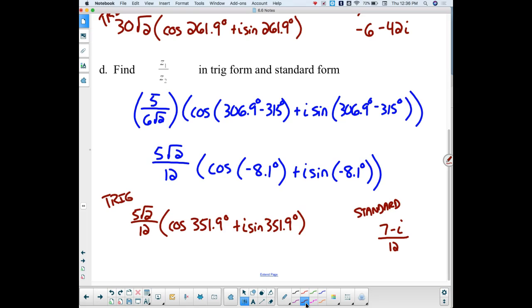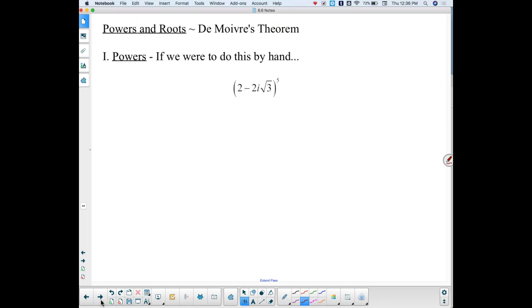Okay, so we got that. Now, my question to you is this. What if we got something that looks like this? 2 minus 2i square root of 3 to the 5th power. This is straight up in your notes now.